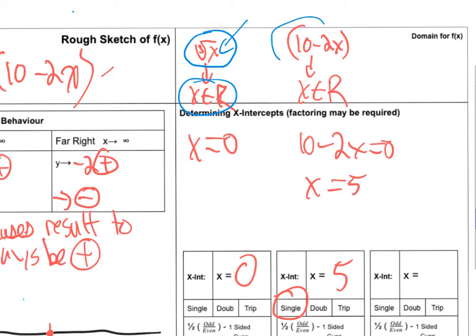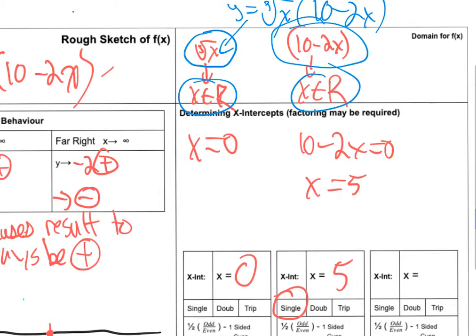What about this factor here, 10 minus 2x? Because again, remember the function is y equals cube root of x multiplied by 10 minus 2x. That's just a linear function. I can have any x value at all there. So what's the overall domain? X belongs to the real numbers. I can have any x value I want for this function.